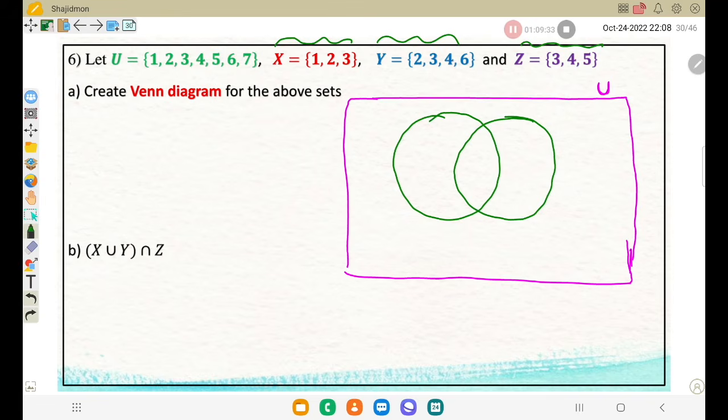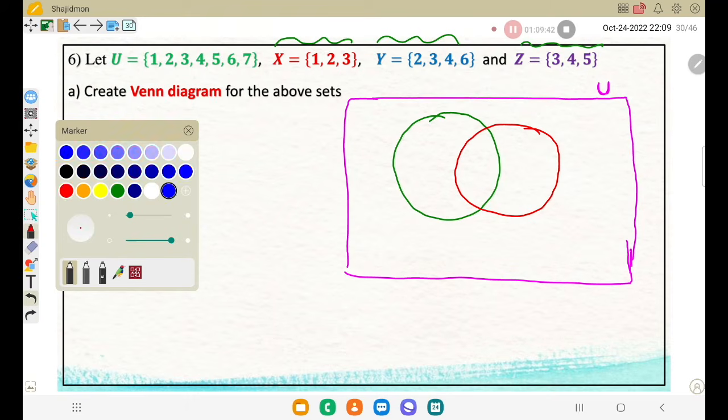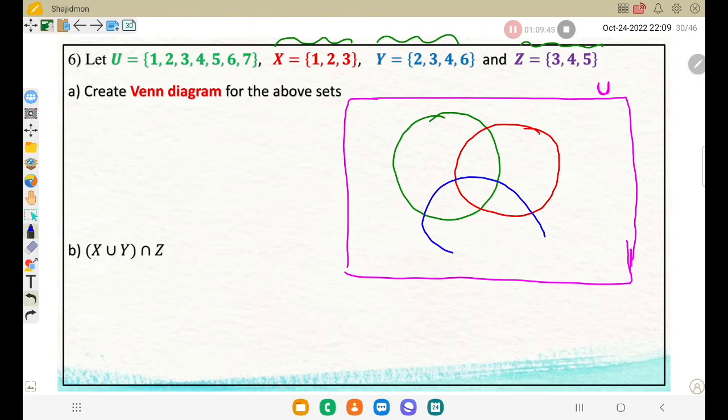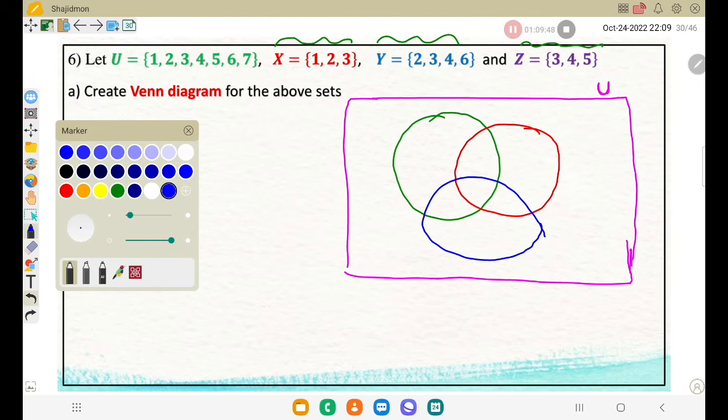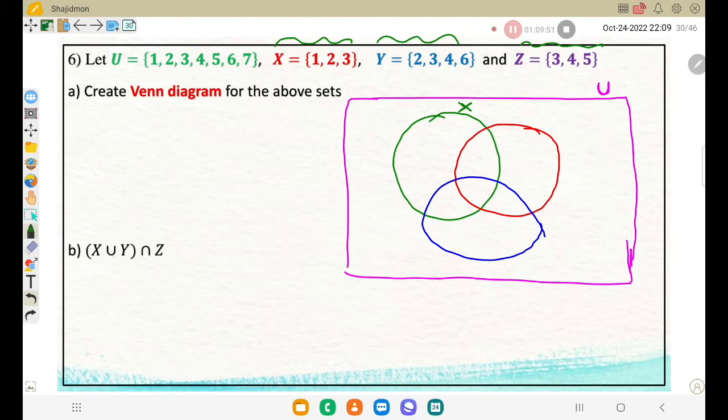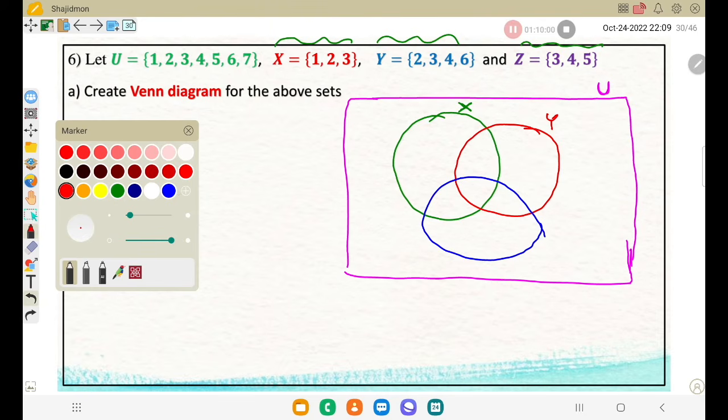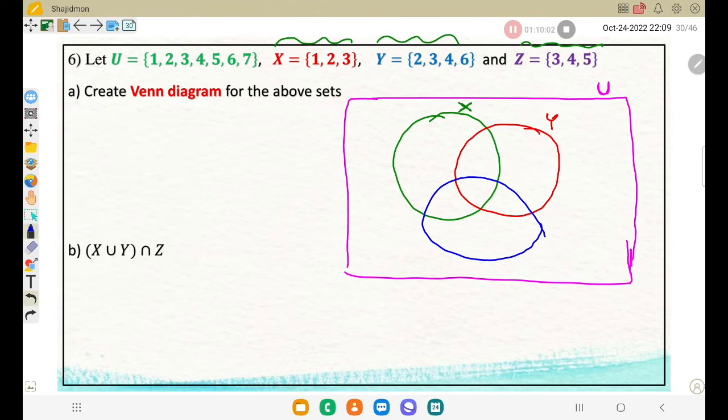Okay, I am using a different color, better. Just intersect like this. Now the third one. Okay, so the first set we are calling x, this green color. The red color set we are calling the y set, and the third one, blue color, we are using for z. We can use the circle notation. Okay, now start with the universal set. What is the universal set? 1 2 3 4 5 6 7, correct?